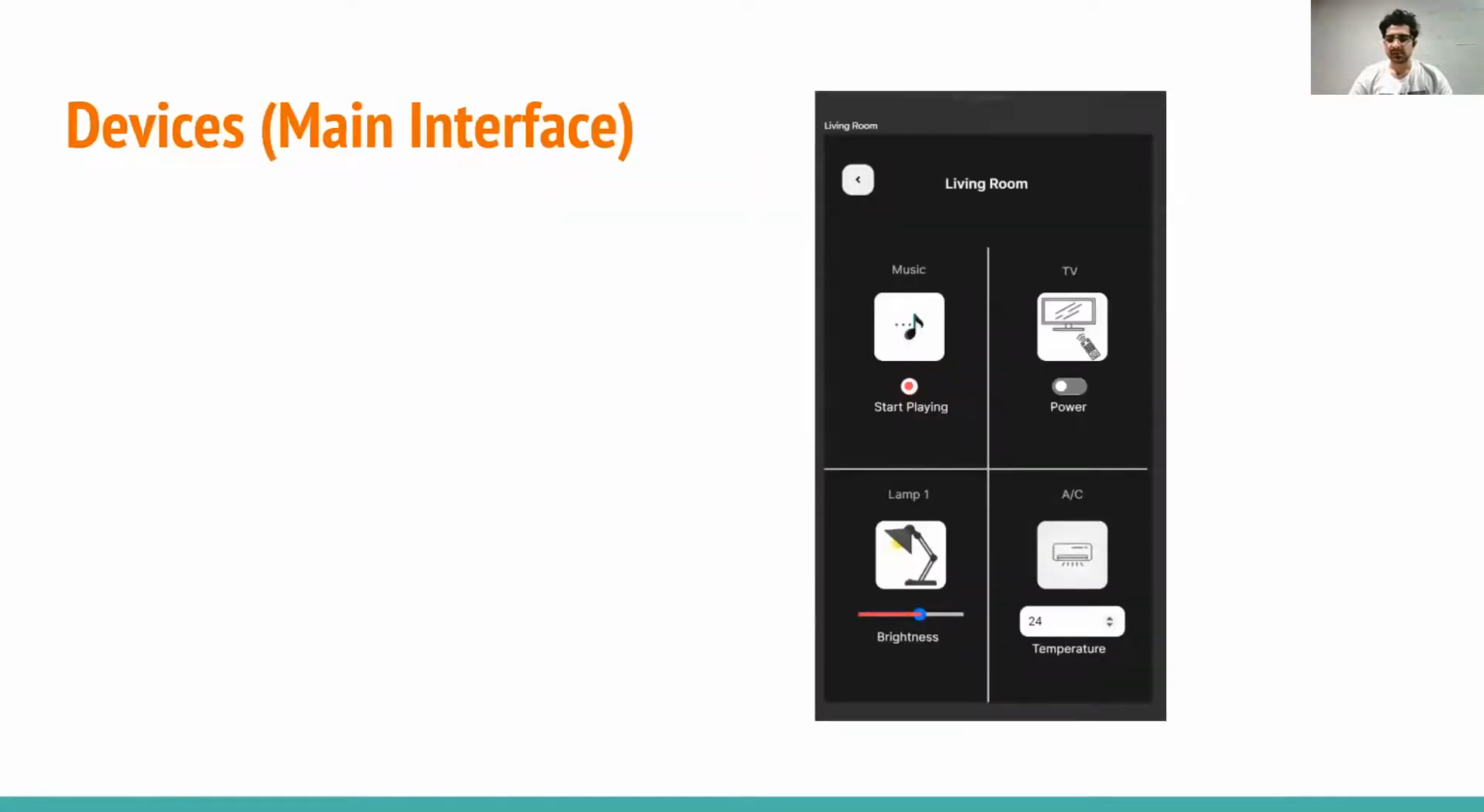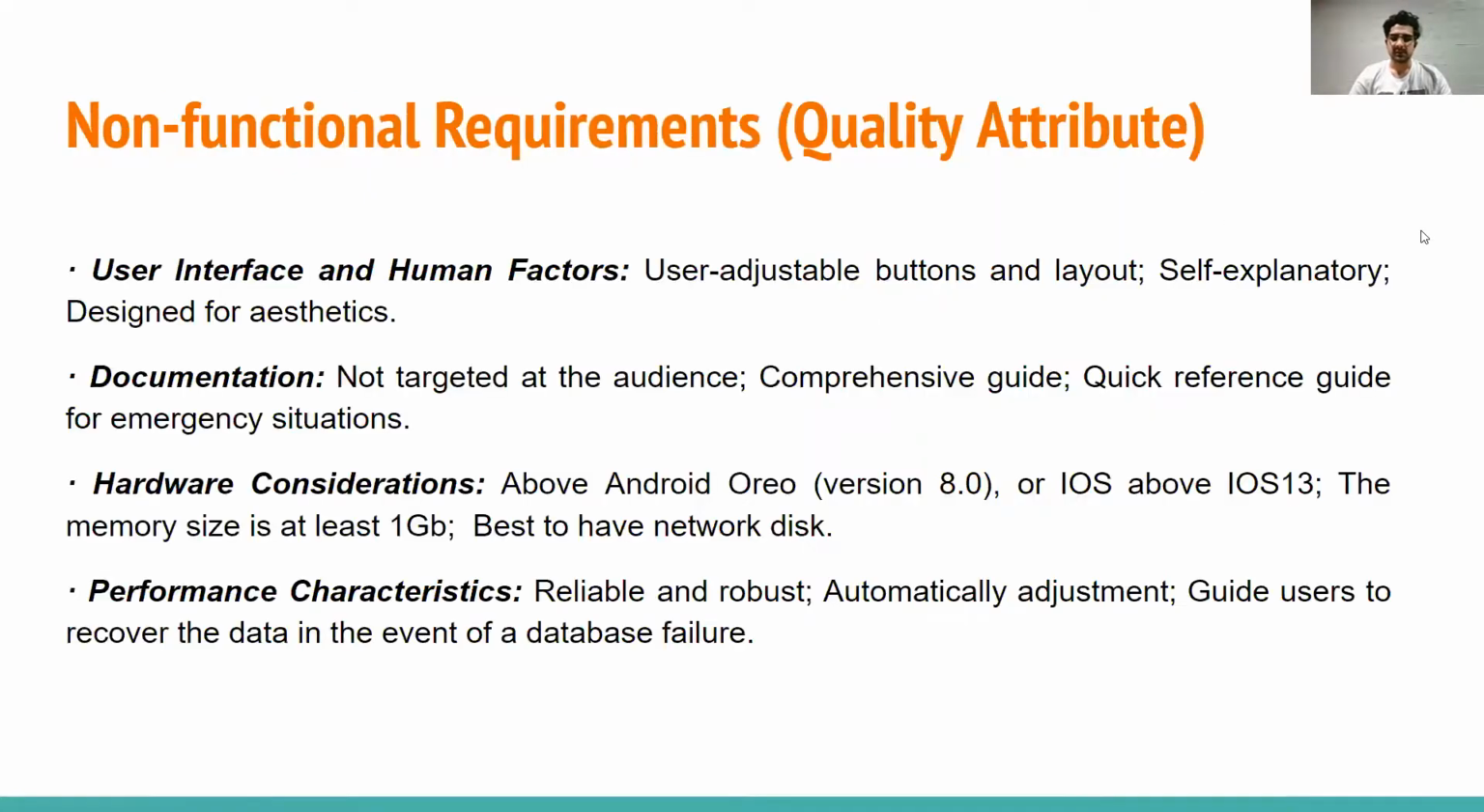So this is the most important screen panel, I think. It shows you the main devices and how you'll interact with them. For example, the lamp can be adjusted with its brightness, the AC has temperature, the TV has power, and the music has just play buttons. So this is just a simple interface, and it has the potential for even more features. So yeah, that's it for the interface.